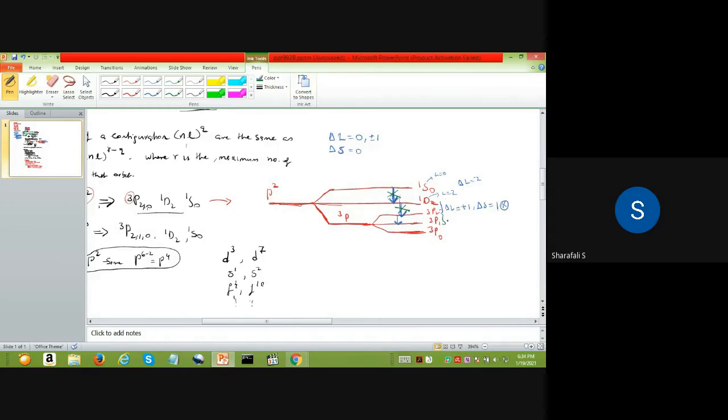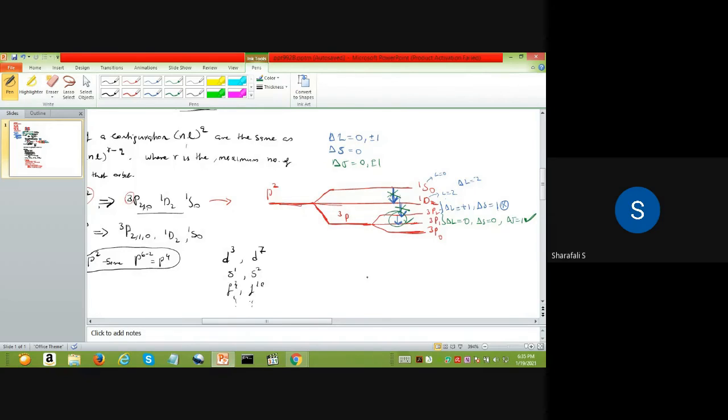So considering these two, delta L equal to 0 and delta S equal to 0. Then we have delta J, we have to consider the selection rule. Delta J should be equal to 0 or plus or minus 1. So for delta J, there is 2 here, here it is 1. So 2 minus 1 is 1. So delta J equal to plus 1. So all are okay. So this transition is allowed. This is how we check whether a transition is allowed or not by using the selection rules.